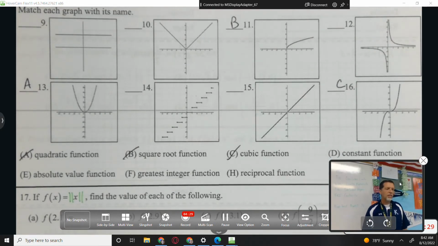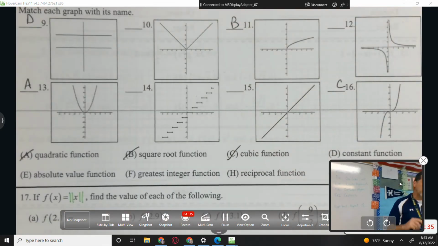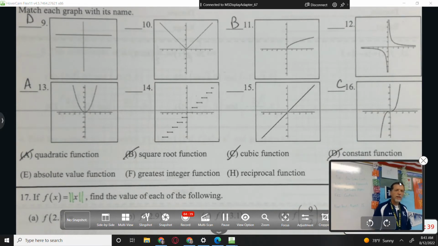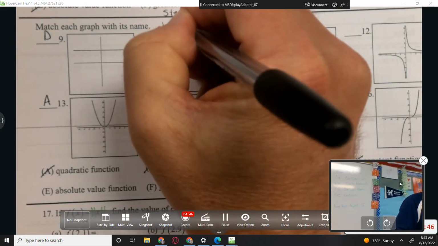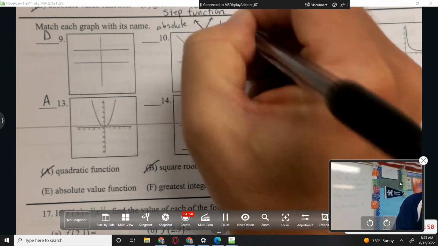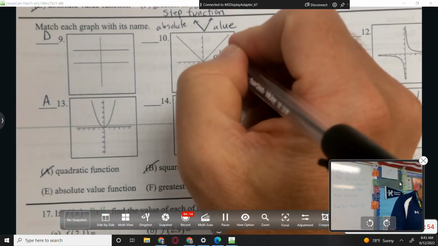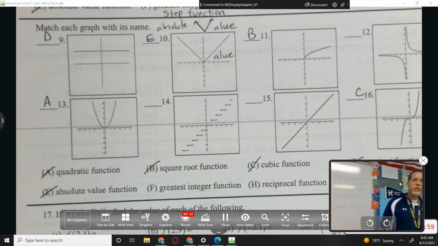Constant is probably easier to even identify on the graph. So which graph is not changing? Number 9. The y value isn't changing. It's constant. Which one is the absolute value function? 10. All right, this is how I remember that. The absolute v for value, that big V there. This is the absolute value function. So 10 is E. Overkill with the v stuff there.